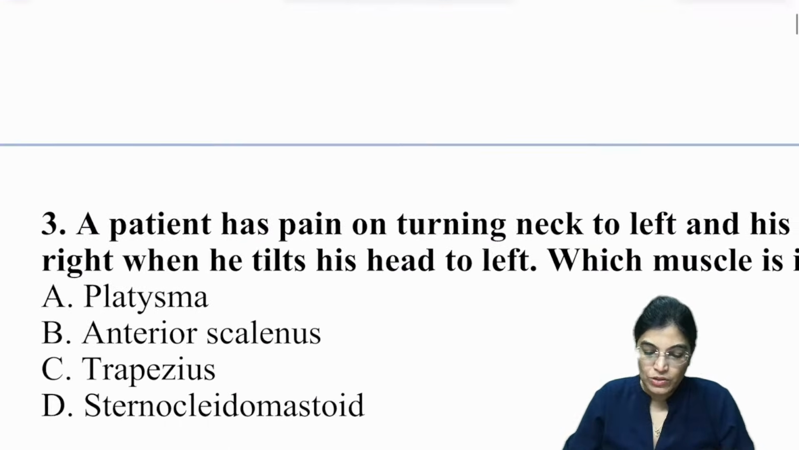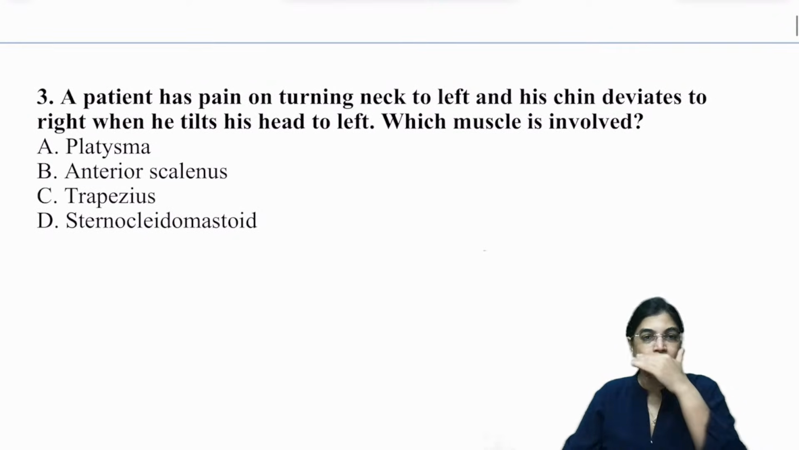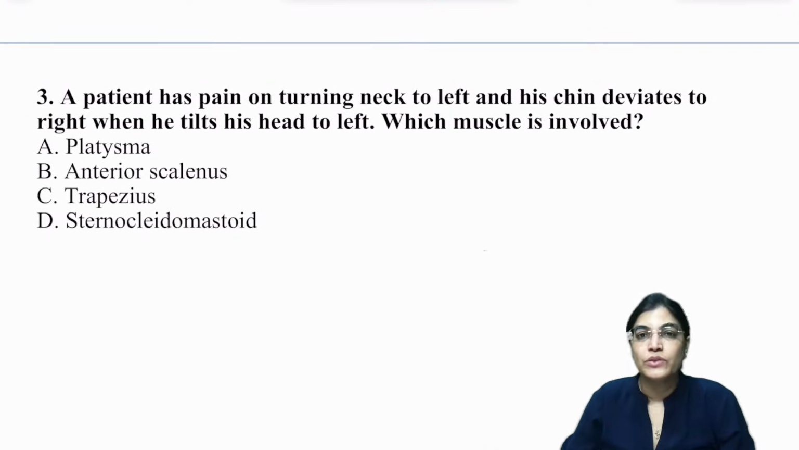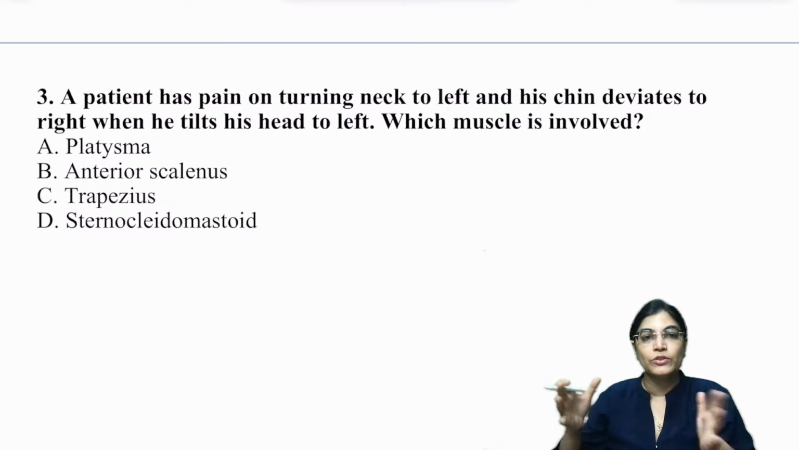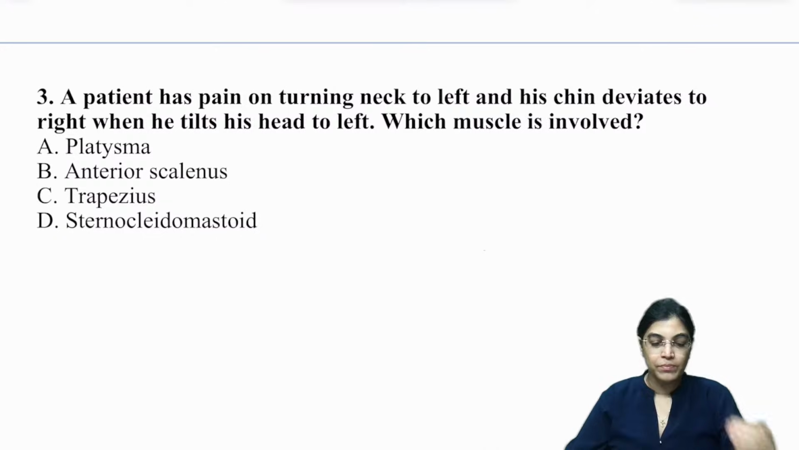Okay. Now coming to the next MCQ, that is question number 3. Let me discuss it. A patient has pain on turning the neck to the left side and chin deviate to the right when he tilts the head to the left side. Which muscle is involved in this movement? Whether the platysma muscle, anterior scalenus muscle, or the trapezius or sternocleidomastoid muscle.